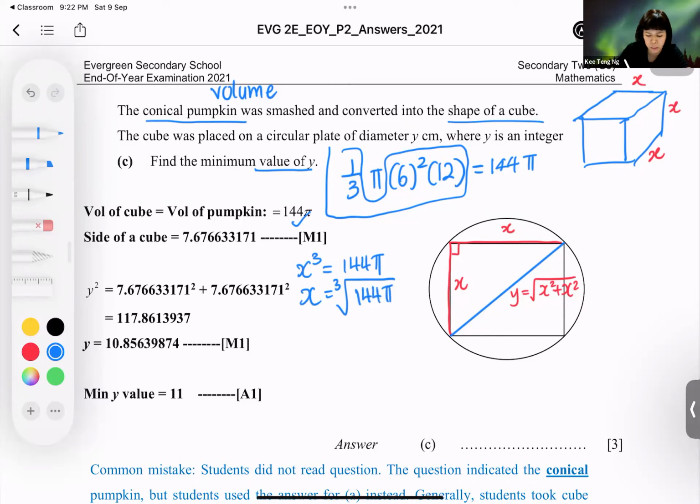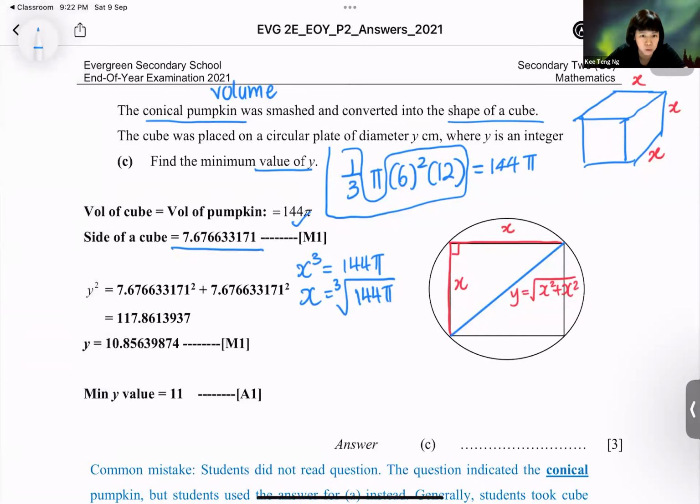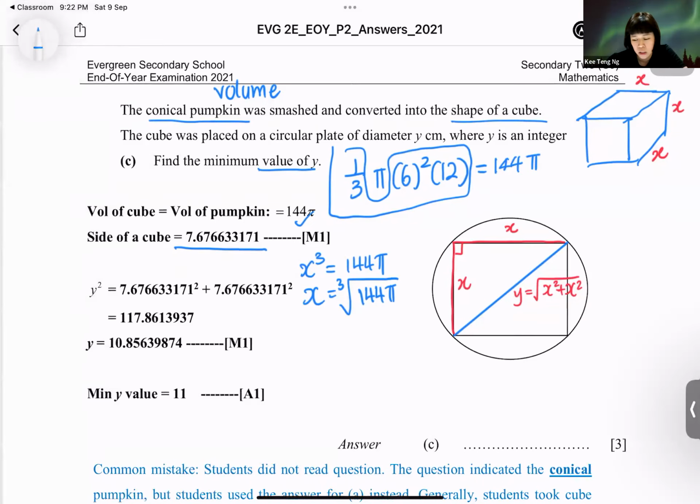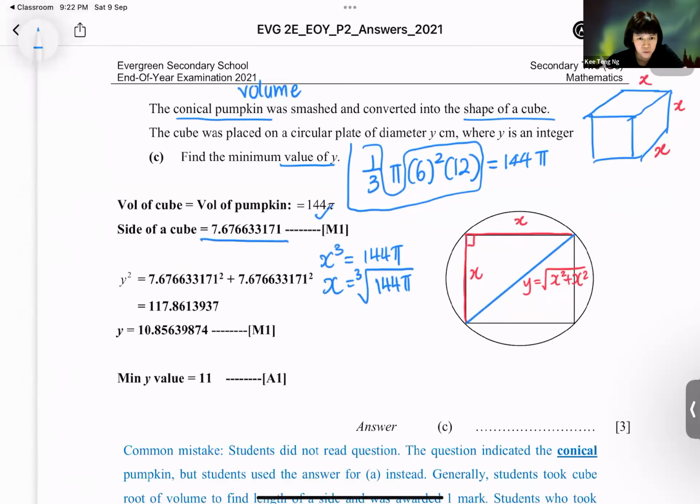And that gives me a number of 7.67, whatever. So in actual working, no need so many numbers. 5 sig fig will do. Then after that, since I'm drawing out, over here, the teacher actually helped to draw for us to visualize.